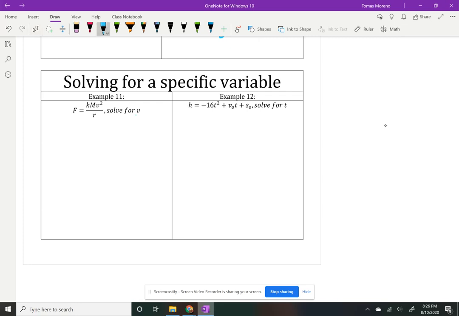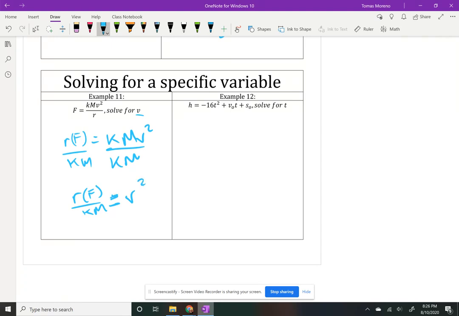So in this case, I'm trying to get the V by itself. So first thing I need to do is get rid of this divide by R. So how do I get rid of divide by R? You always do the opposite. So I'm going to have R times F. Okay, so now I have this K and this M that are being multiplied. So how do I get rid of multiply? I divide Km. So R times F divided by Km equals V squared, okay?